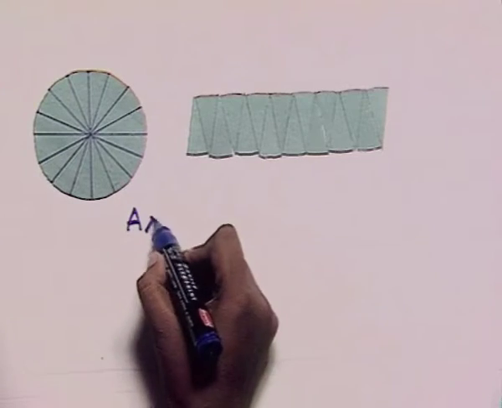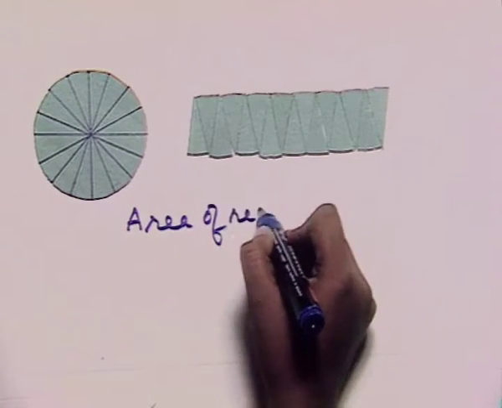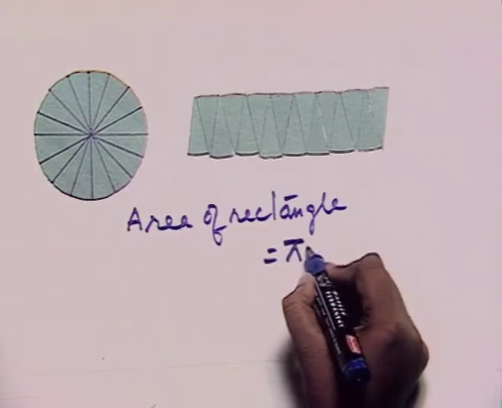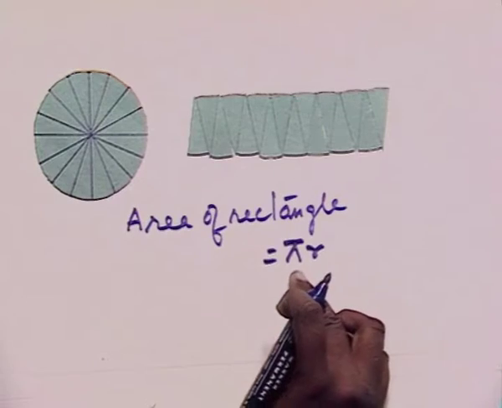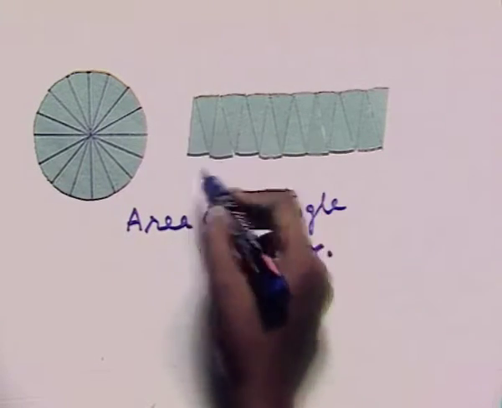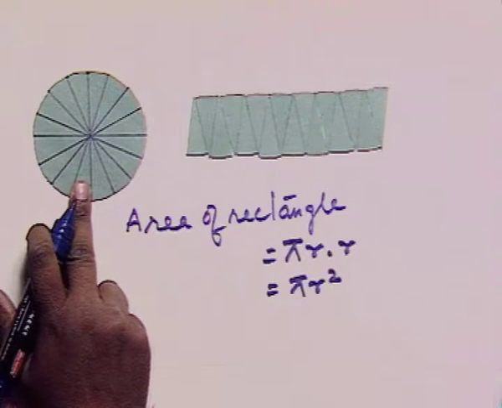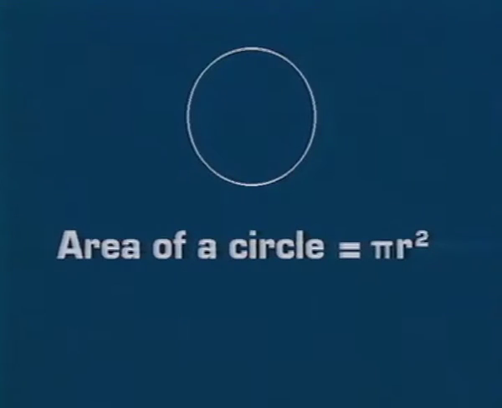So, area of this rectangle will be equal to half the circumference of the circle, which is pi r, because 2 pi r is the total circumference, multiplied by the radius of the circle, r, that is equal to pi r square. Therefore, the area of this circle will also be equal to pi r square. So, what is area of a circle? Area of a circle is equal to pi r square units, where r is the radius of the circle. Let us again see how we can use this formula for finding out the area of a circle in solving few problems.